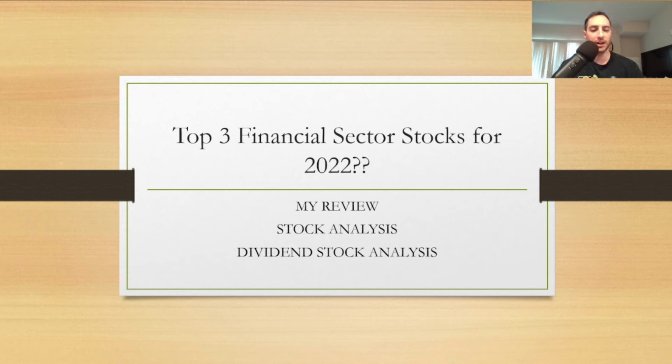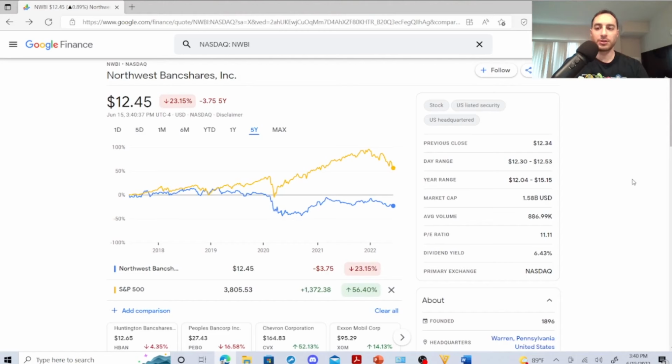So let's check these stocks out right now. The first one is Northwest Bank Shares. NWBI is the symbol. It's sitting at 12.45. Dividend yield is 6.43%, PE ratio 11.11, average volume 886.99K, market cap 1.58 billion US dollars. Year range is 12.04 to 15.15, its day range is 12.30 to 12.53, and its previous close is 12.34. So let's check these guys out.